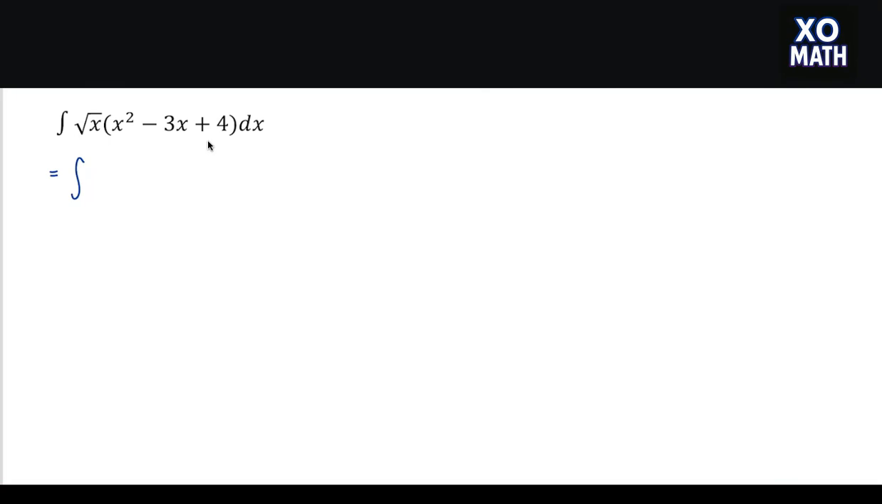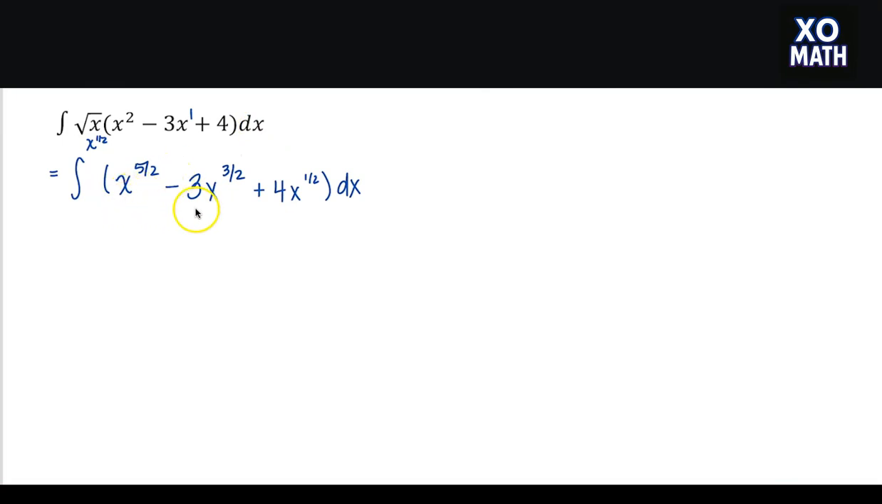Well, the square root of x, remember, is x to the 1/2. And so x to the 1/2 times x squared would be adding those exponents. So my first term would end up as x to the 5/2. Then I would distribute x to the 1/2 to the term negative 3x. So I'm going to end up with negative 3x to the 3/2. So adding the exponents 1 and 1/2 is 3/2. And then finally, x to the 1/2 times 4 is going to give me plus 4x to the 1/2 dx.